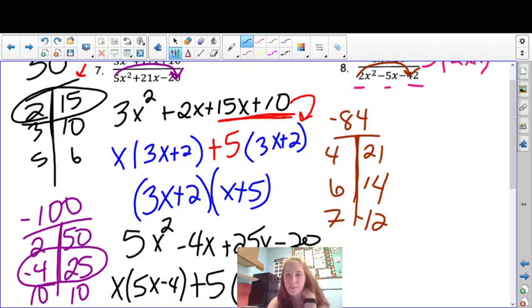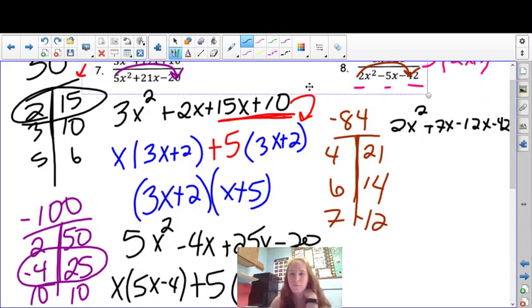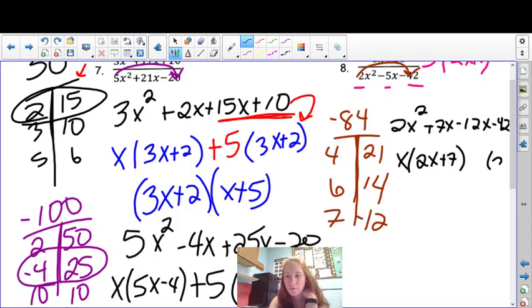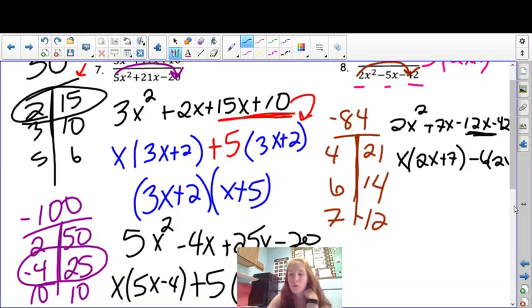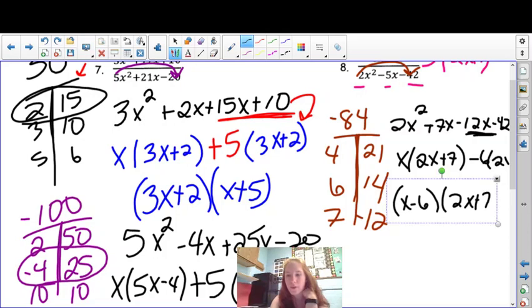So I have 2x squared plus 7x minus 12x minus 42. So I can take out an x, I'm left with 2x plus 7. Pretend that says 2x plus 7, I started to run out of room. And then negative 12 divided by 2 is a negative 6. So I have x minus 6 and 2x plus 7.